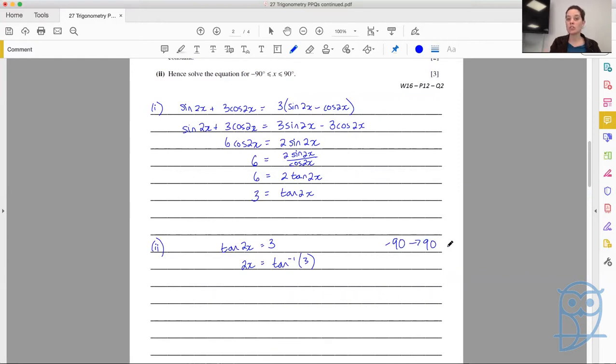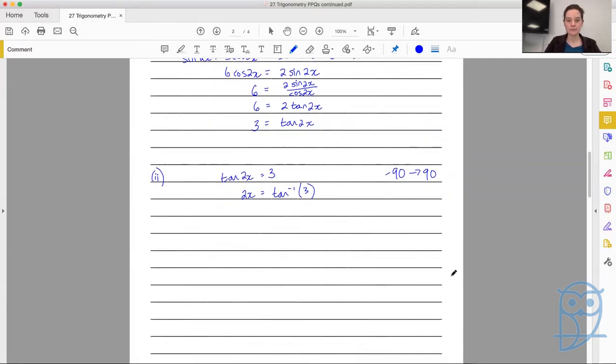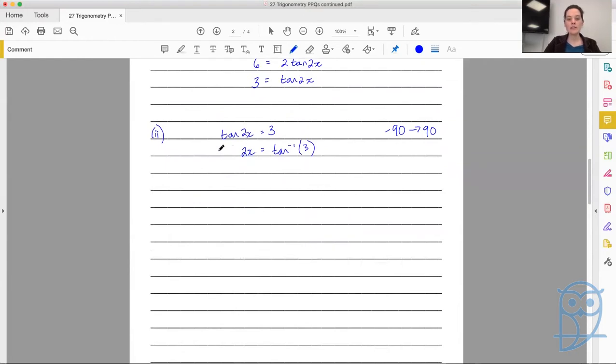Our domain has shifted from what we were working with in the previous question. And it's so important to note that domain because that, of course, affects which answers you're going to give at the end of the day and which answers are relevant to this particular question. So 2x is tan to the minus 1 of 3. So 2x equals 71.565. And this is still PV. Doesn't matter that there's 2x on the other side. It is still PV. Okay, next comes CAST, all silver teacups.